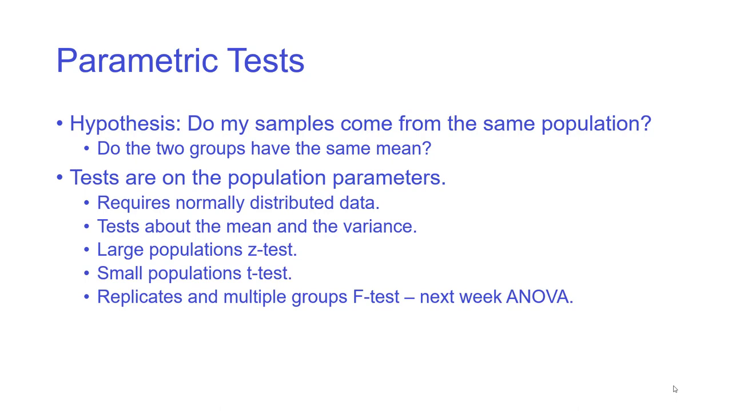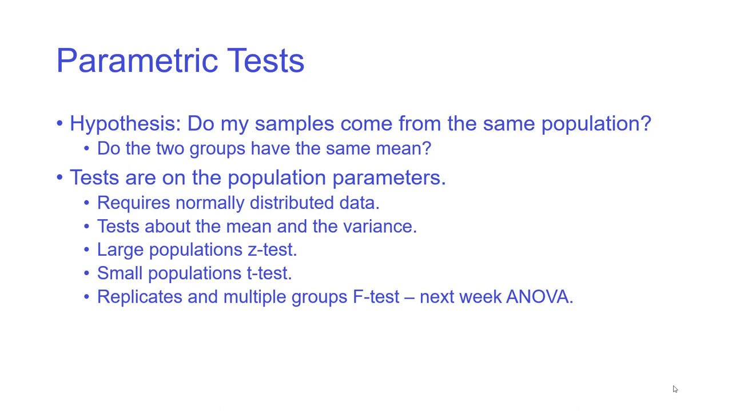The hypothesis is your samples come from the same population. If they come from the same population, the two different samples would have the same mean. Because of variation between samples, you're going to have a bit of variation between means. But is the variation between means so large that you don't expect that they can come from the same population? That's the basic idea, and that's the thing you're going to do. It relies on normally distributed data. You're going to do tests about the mean and the variance.